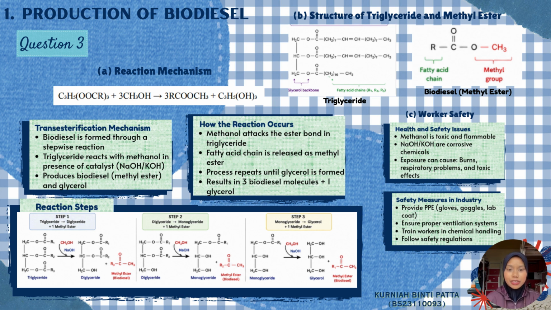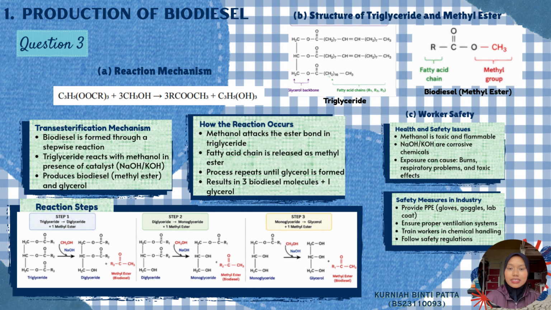For question 3b, this slide shows the structure of triglyceride and methyl ester. Triglyceride consists of a glycerol backbone attached to three fatty acid chains. After the reaction, these fatty acid chains are converted into methyl esters, which form biodiesel. The methyl ester structure is simpler and has lower viscosity, which makes it suitable to be used as fuel.